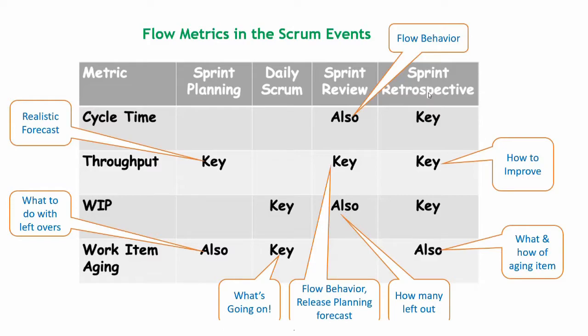Sprint retrospective is an inspect and adapt opportunity where you can look at cycle time, throughput, and work in progress being the key flow metrics there to understand how these have been keeping in the current sprint and where the opportunities to improve are. We can also consider the work item age metric to understand why there were some items which aged so high and how do we avoid them aging.